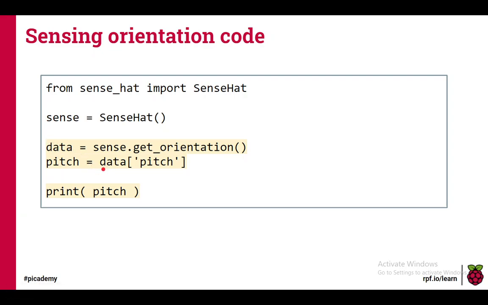So the pitch, the data, square brackets, pitch will give you the actual pitch. So this variable is the actual pitch. Now, if you do a little loop, maybe for i in range 100 or whatever, you can actually see what the pitch is as you're pitching it.